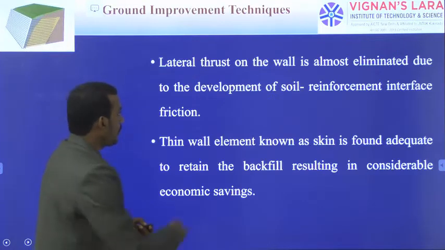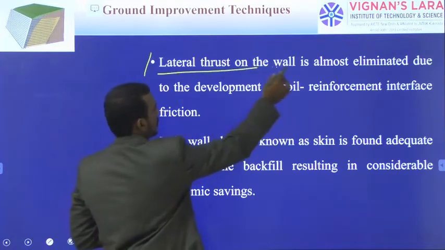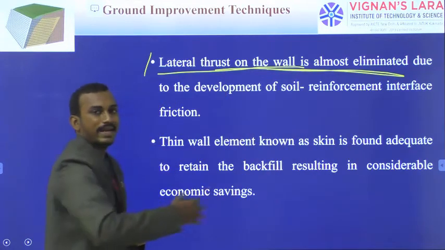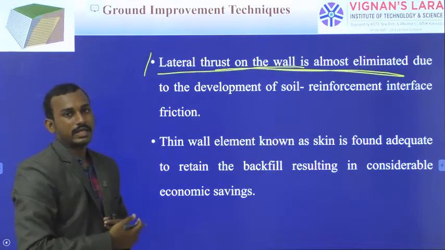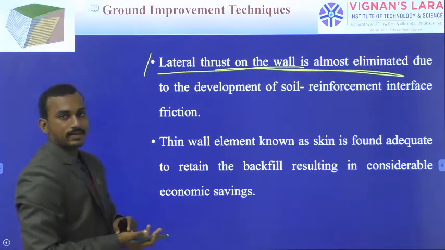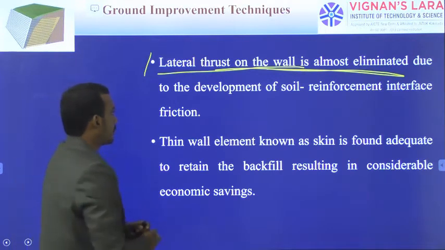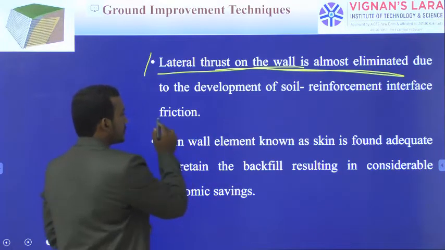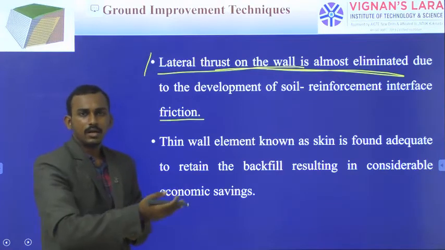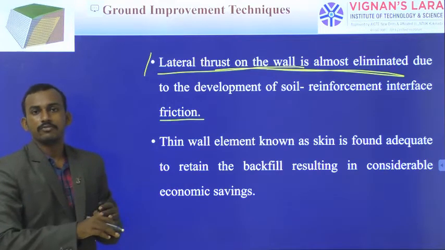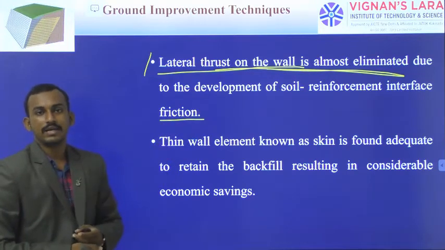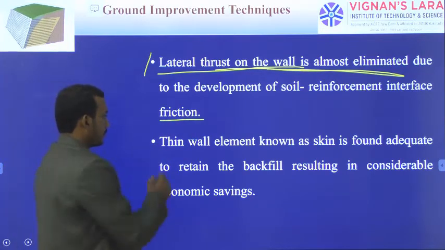Okay. The next one is, lateral thrust on the wall is almost eliminated. That means the soil is not going to apply the lateral pressure on the retaining wall. We have provided some reinforcing elements, right? So those are taking the tensile stresses. That's why, due to the development of soil reinforcement interface friction. That means as you are inserting the nail into the soil layer, there is a development of friction between the nail and the soil. So that's why there is no lateral thrust or lateral pressure on the wall.